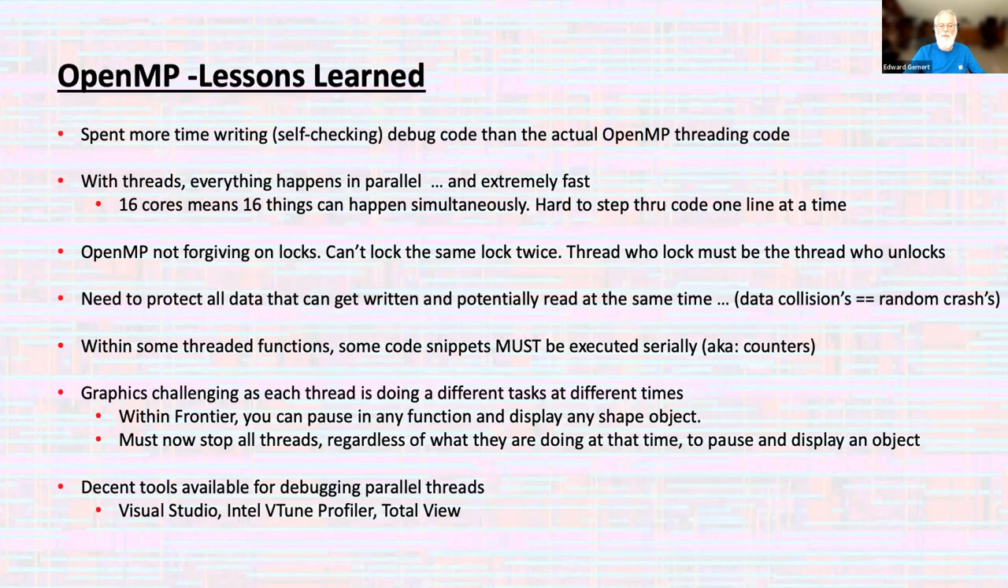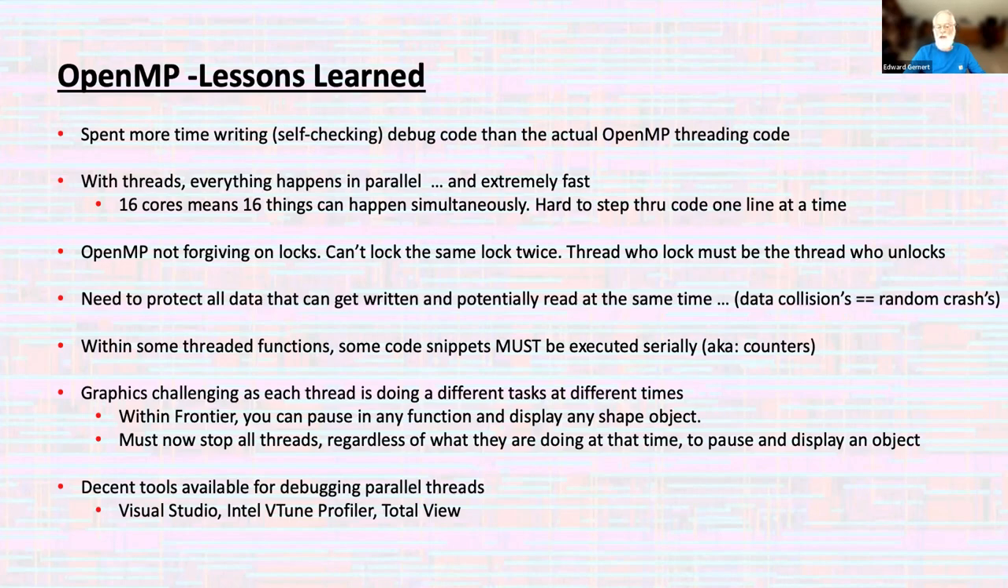So lessons learned. We spent more time writing self-debug code than the actual OpenMP threading. They're adding directives. With threading, everything happens in parallel and extremely fast. So 16 cores means 16 things can happen simultaneously, and it's hard to step through code one line at a time.